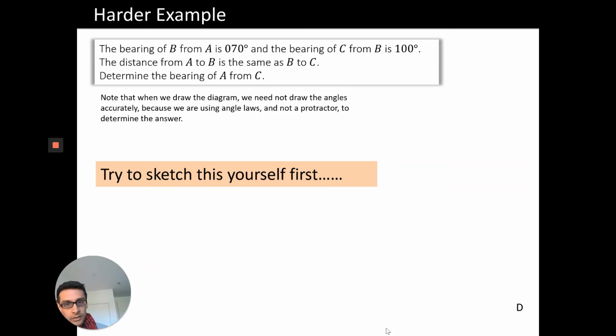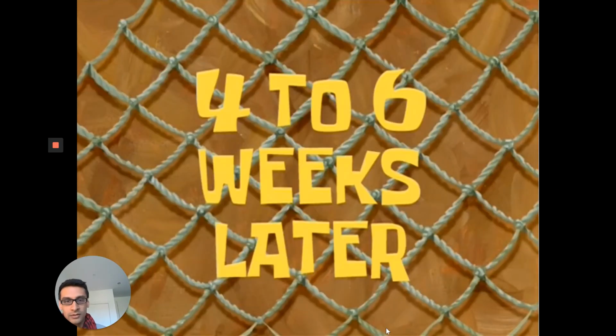Okay, going through this example took you a while. 4 to 6 weeks later.